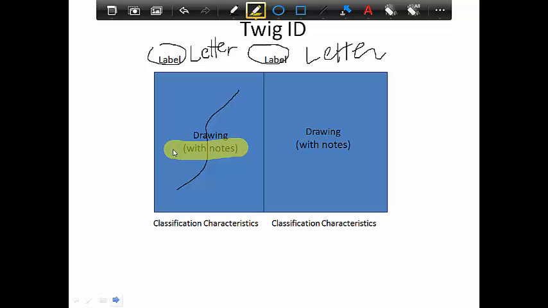Down at the bottom, we have the classification characteristics. That's going to be the information that you get directly off of your key. I'm going to show you what that looks like in just a moment here. So again, you're going to do 2 twigs in each index card box. Make sure they have a label, a drawing with notes, and classification characteristics underneath.